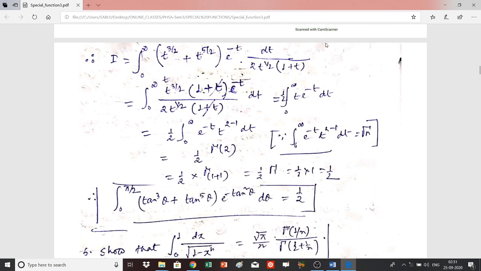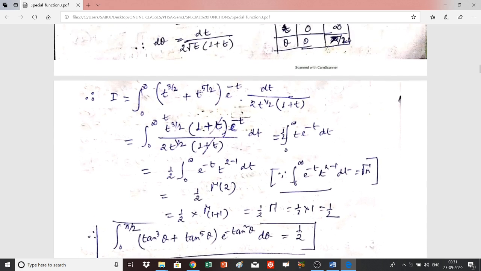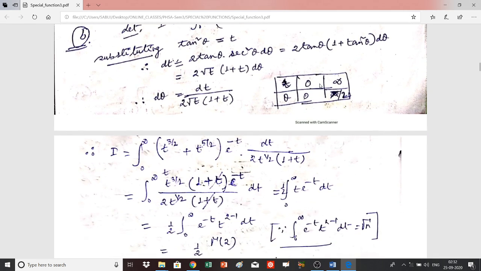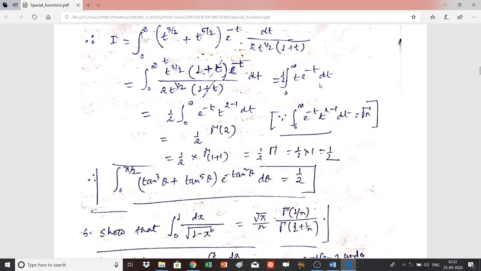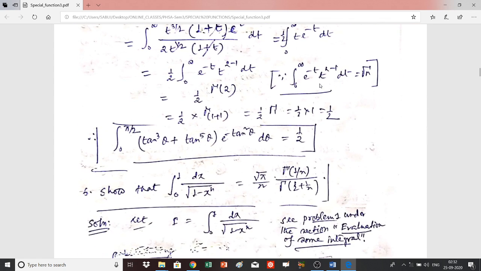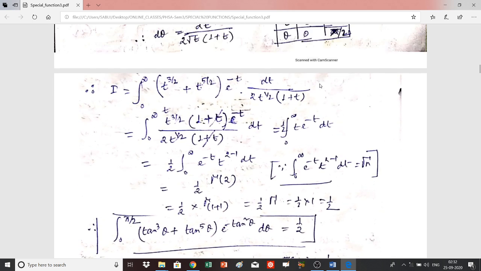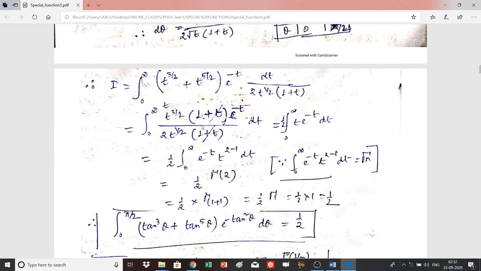So it is very interesting, and as I said already, this is the beauty of the knowledge of the gamma function, because calculating this type of integration in the usual method is very difficult and time consuming. Using the gamma function, you see that we have obtained the final result after a few steps, and the calculation in these steps is not very difficult.